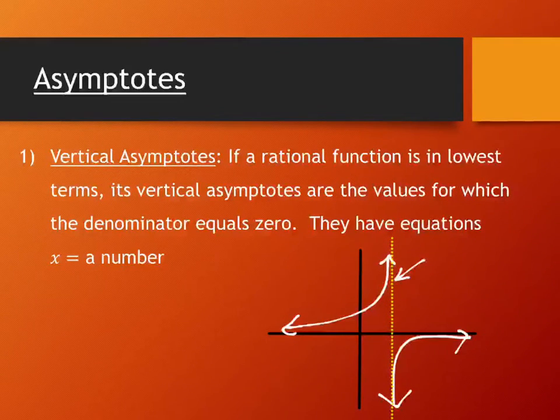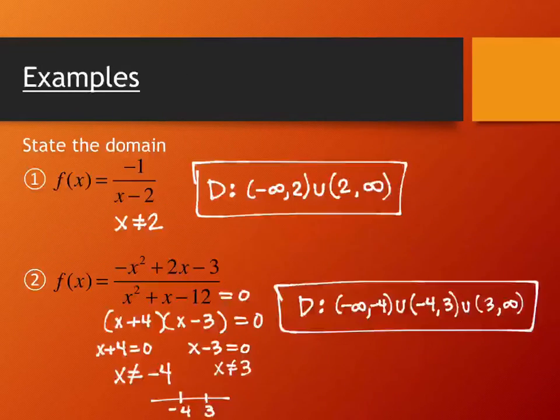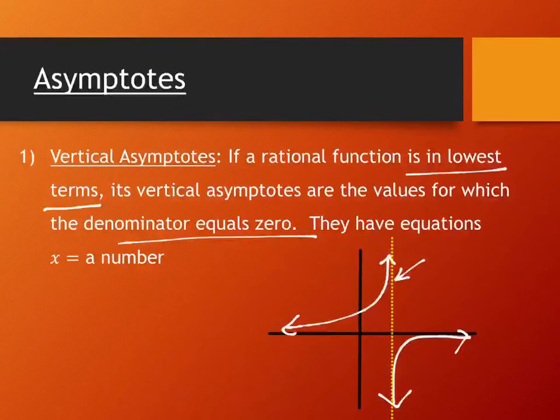A vertical asymptote happens if a rational function in its lowest terms, we'll talk about that in just a second, has a denominator where it can actually equal 0. So if we go back to the first equation that we were dealing with, -1 over x minus 2 is in its lowest terms. I can't factor the numerator and reduce it with anything in the denominator, so it is in its lowest terms. And that same location that I can't have in the domain, namely 2, creates my asymptote. So my asymptote from problem number 1 is x equals 2.